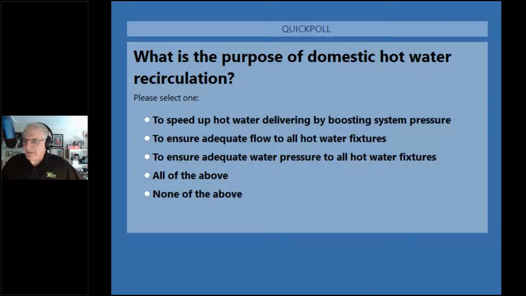It's a poll on what is the purpose of domestic hot water recirculation. So just pick your responses. Let me know if you can see it first and foremost. Type that in if you would, and that way I know that we have it. Okay, great. Everybody is jumping in. So please put in your answers, and we'll do this for about a minute or so.